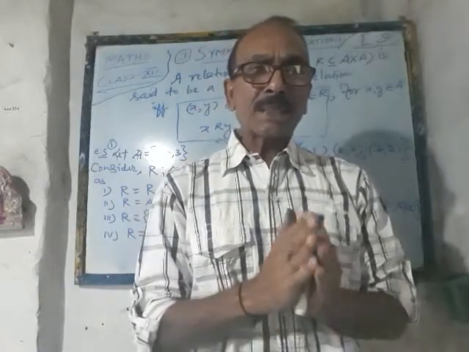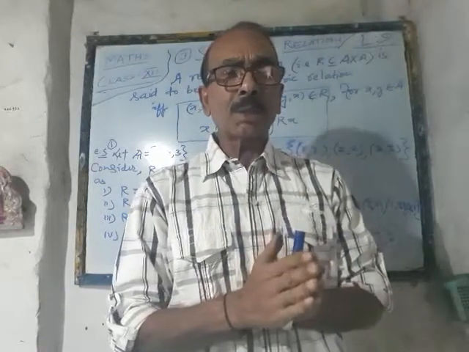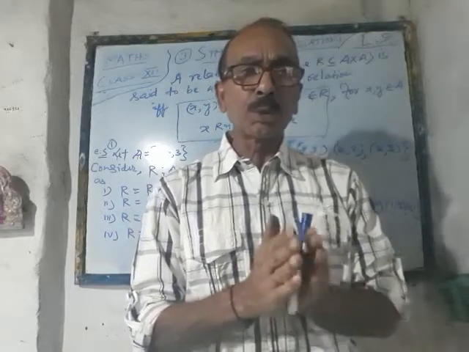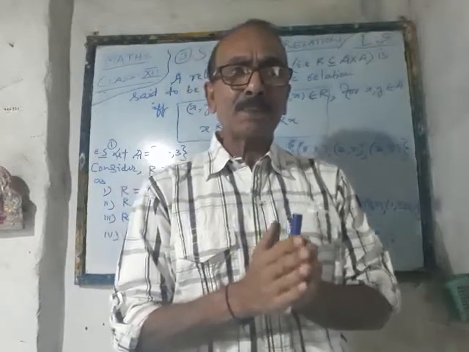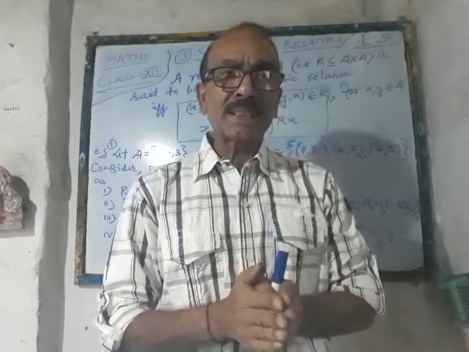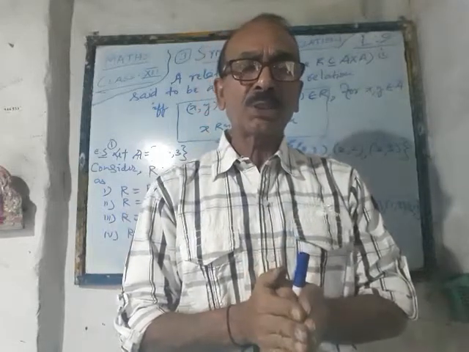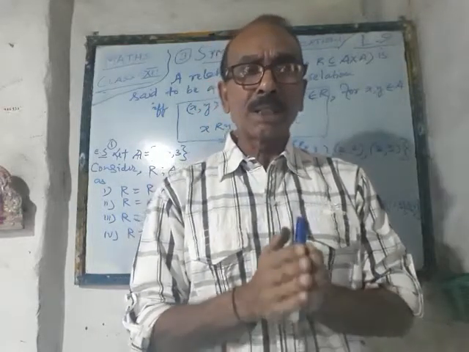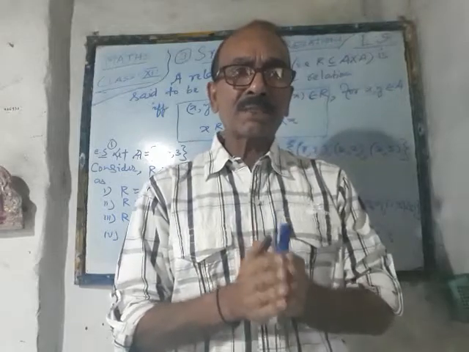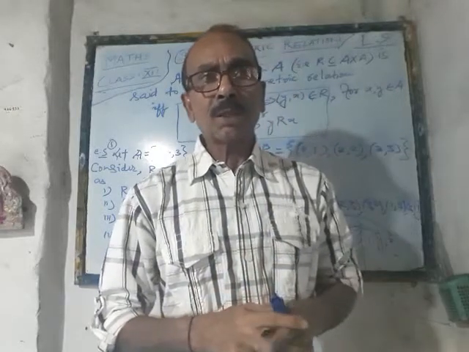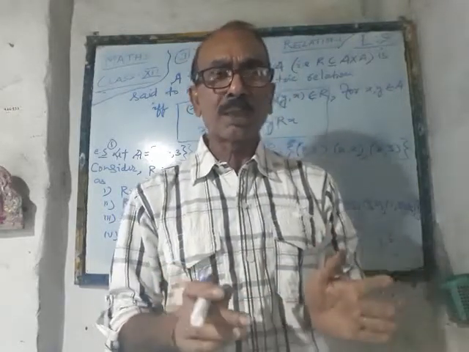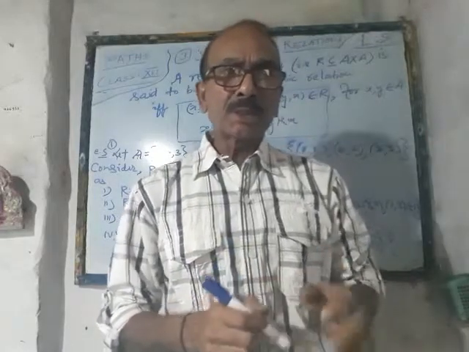Symmetricity means the image of the given element must also exist in that particular relation. Suppose the relation contains (A, B), then it is mandatory for (B, A) to be in that relation. Otherwise it won't be called a symmetric relation. This is the only definition of symmetricity. So you just take care.